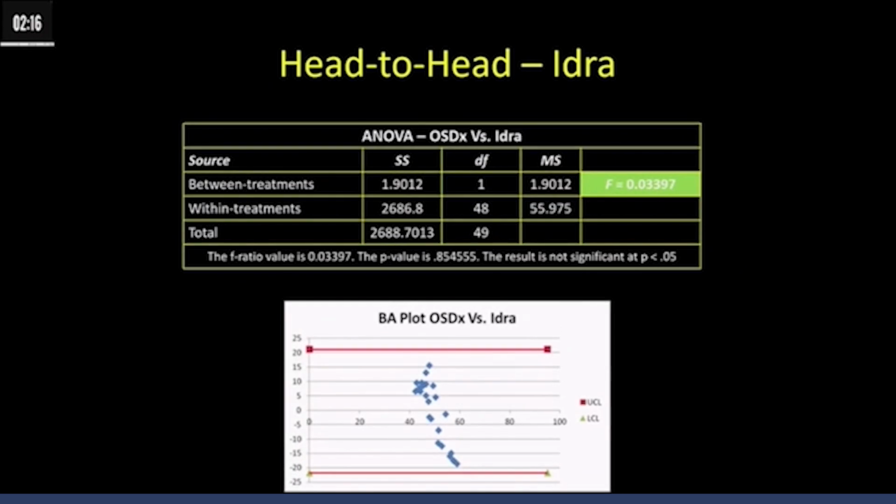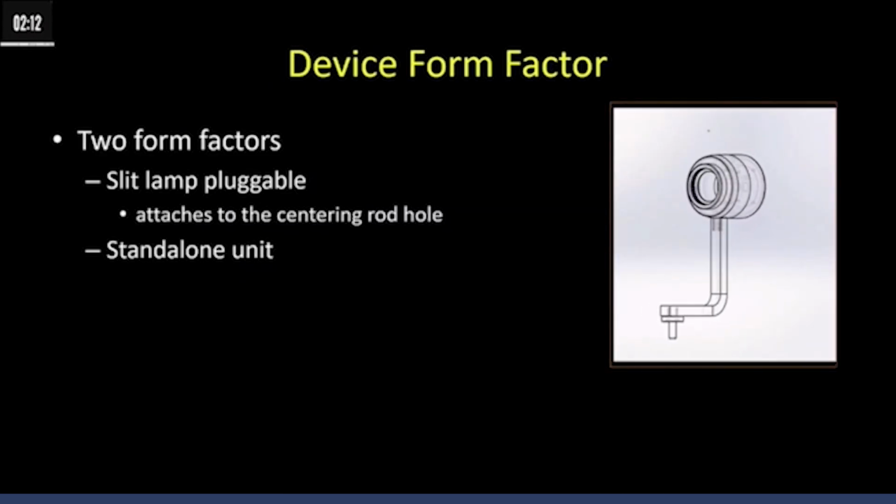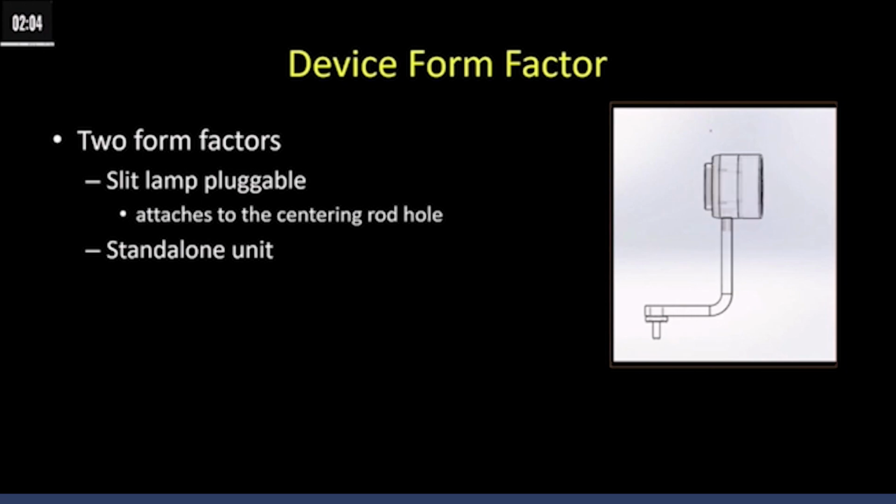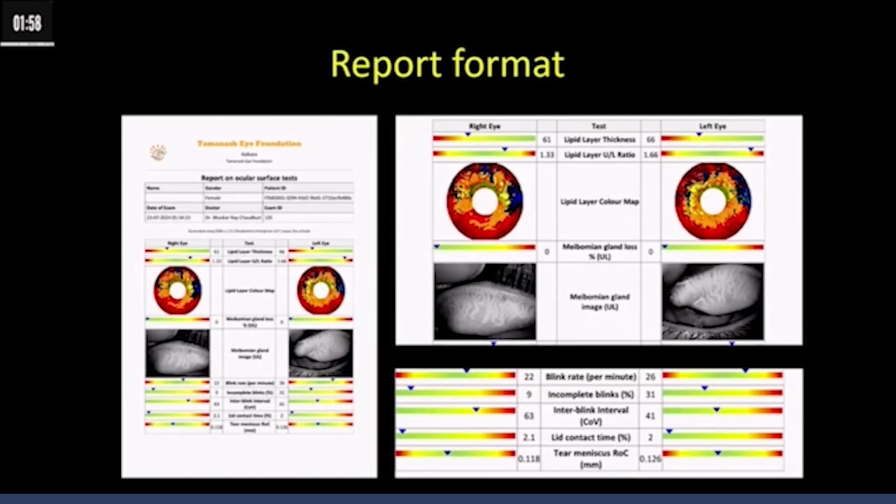So the device comes in 2 form factors right now. One is slit lamp pluggable, so you can bayonet fix it in the centering hole of the slit lamp, and it also comes as a standalone unit, which is a separate device with its own computer. So the reporting format is like that. It's a 1-page compact report which gives you the relevant diagrams, the lipid maps, as well as the different parameters which are on a scale of red to green.